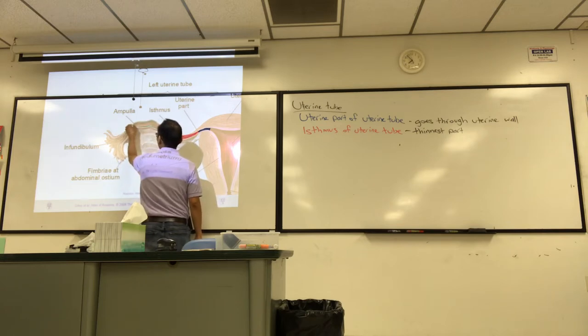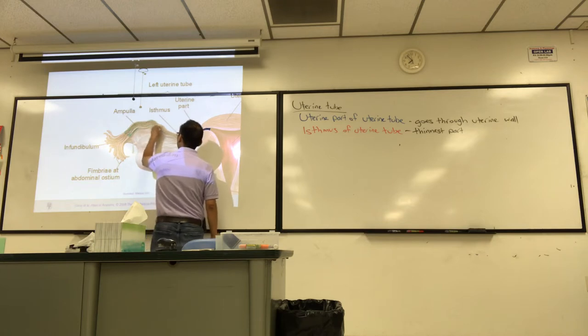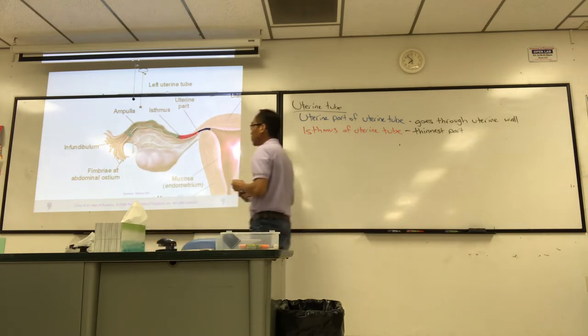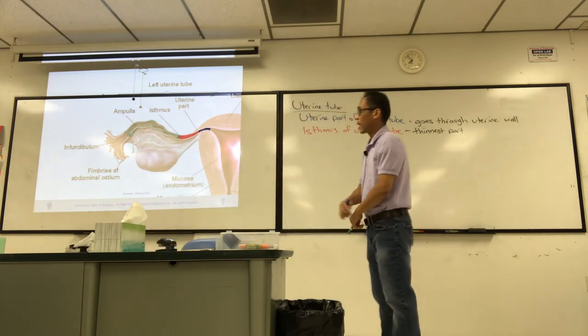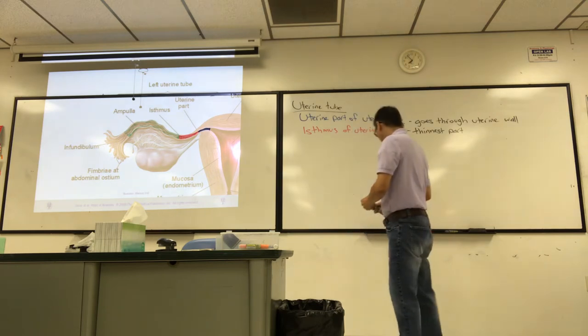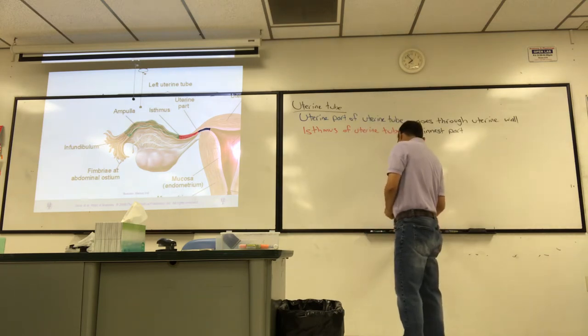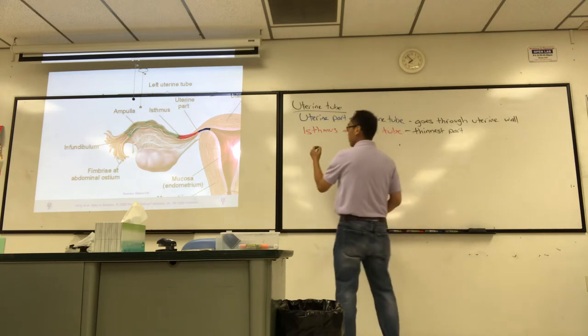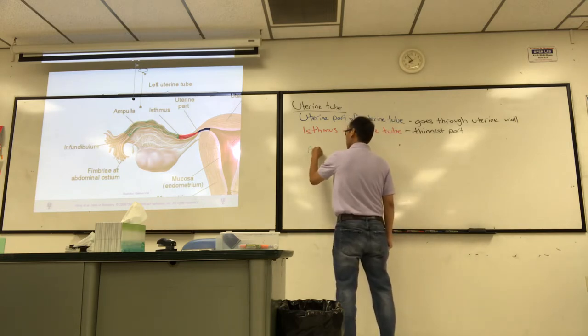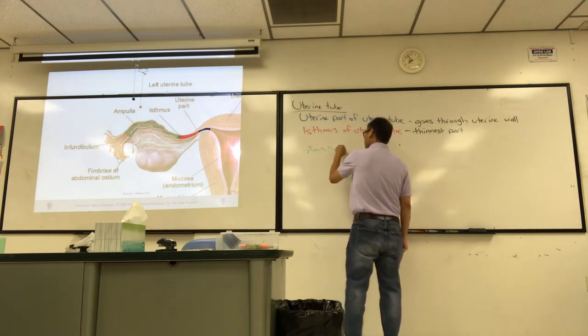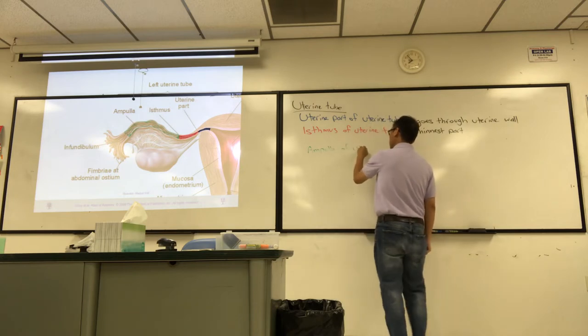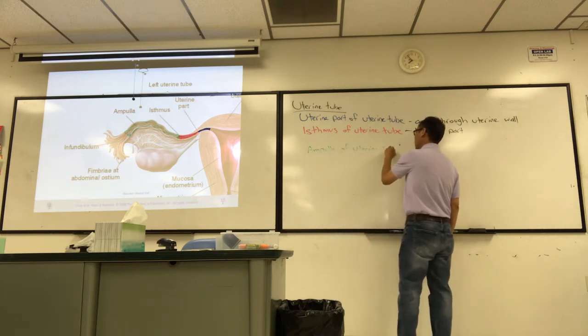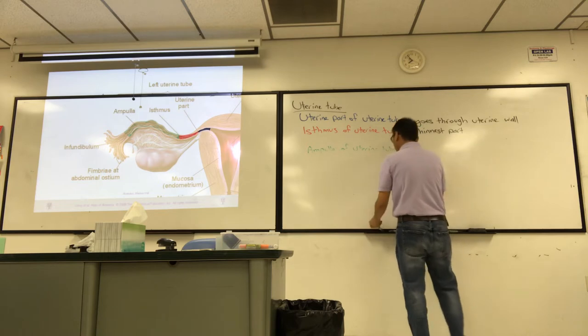Ampulla is the part where it gets wide and steeper. It's most of the tube. It's pretty much what I colored. And then after that is the infundibulum. Let me write this down first. Ampulla of uterine tube. This is the typical site of fertilization.